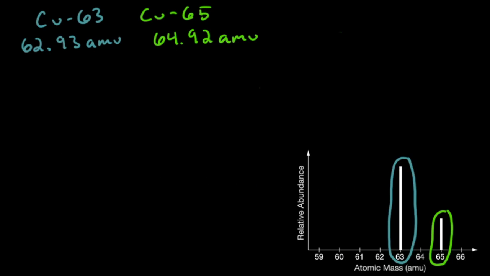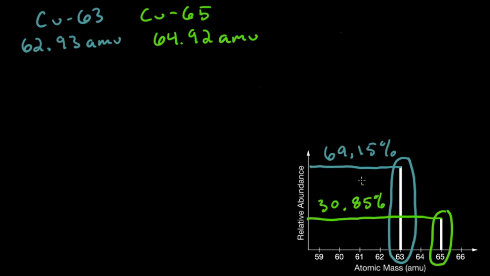And if we were to pull up an actual percentage of this, it's not on this graph, but if we were to get a more accurate reading of this percentage, this would be 69.15%. And the one that's right in here, the Cu65, the percentage that this would fall under would be 30.85%. And so these are the two percentages of these two particular isotopes.